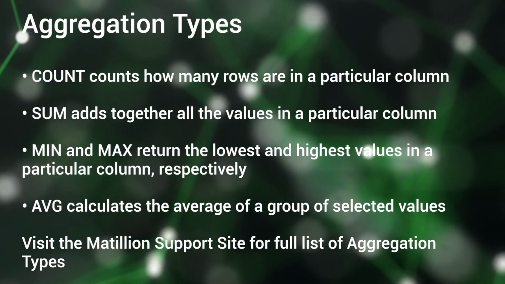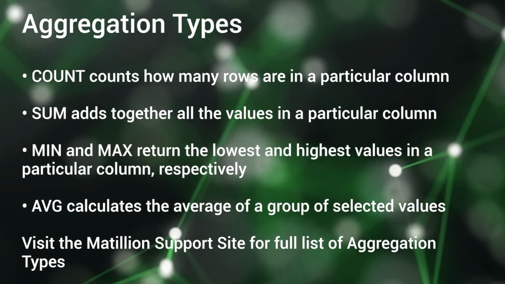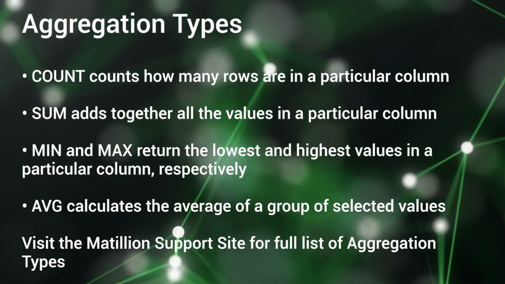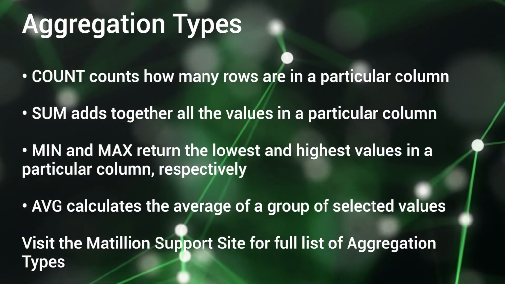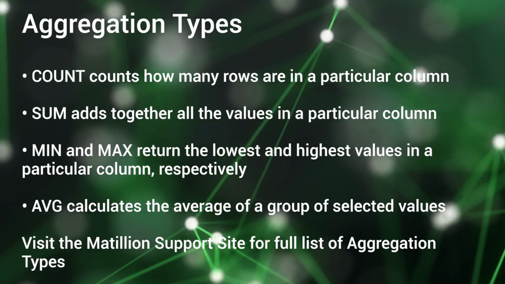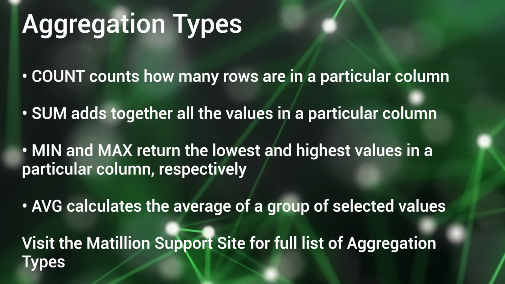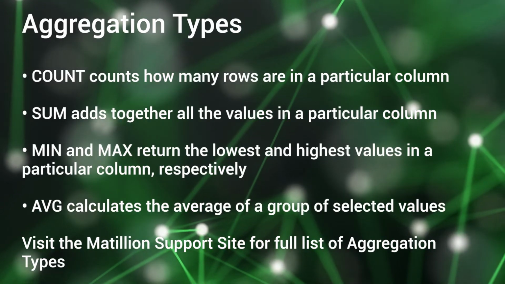There are multiple aggregation types you can use in the aggregation component. For example, count counts the amount of rows in a particular column. Sum adds together all the values in a particular column. Min and max return the lowest and highest values in a particular column, respectively. Average calculates the average of a group of selected values.